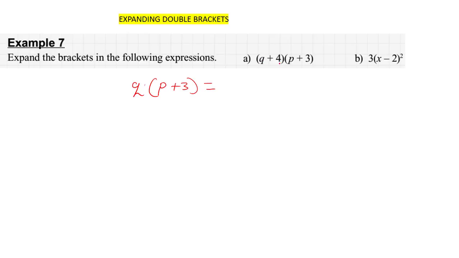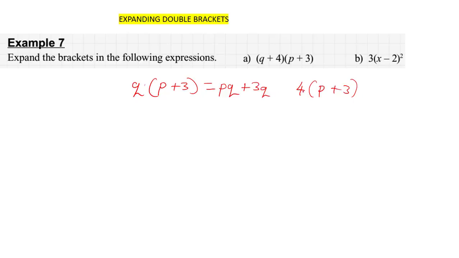Then once you've done the q, then you do the 4. So it's 4 there times by p plus 3. Get your answers, then add them. So let's start. So q times by p is qp or pq. Okay. And then q times by 3 is basically going to be 3q.